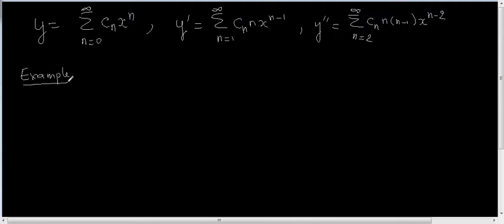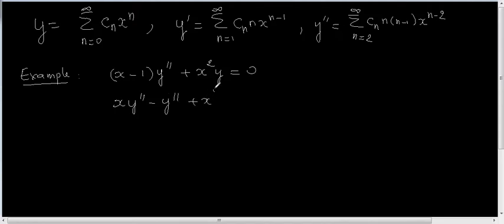We need to find two power series solutions of the following differential equation: (x - 1) y second plus x squared y equals 0. The first step here is just to expand. We obtain x y second minus y second plus x squared y. It has to be 0.